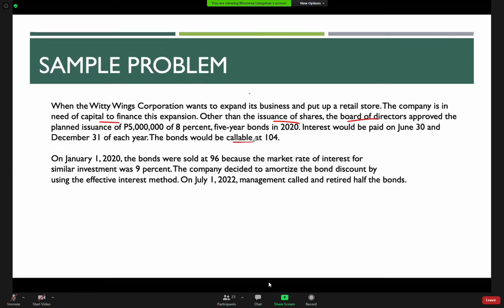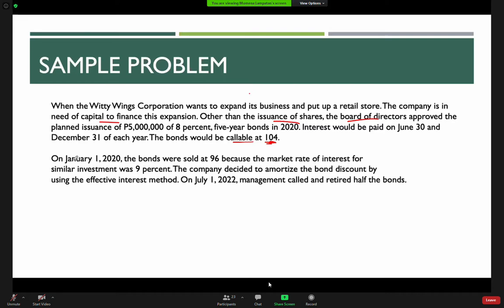Okay? Nasa discretion ng holder yung retirement ng bond before maturity. Pero kapag callable, ang discretion na kay corporation. Pwede niyang i-call and then i-retire niya prior to maturity date. Okay? So this 104 is the price that will be paid by the corporation once na kinol niya yung bonds. Okay? Ito yung magiging price na babayaran niya.